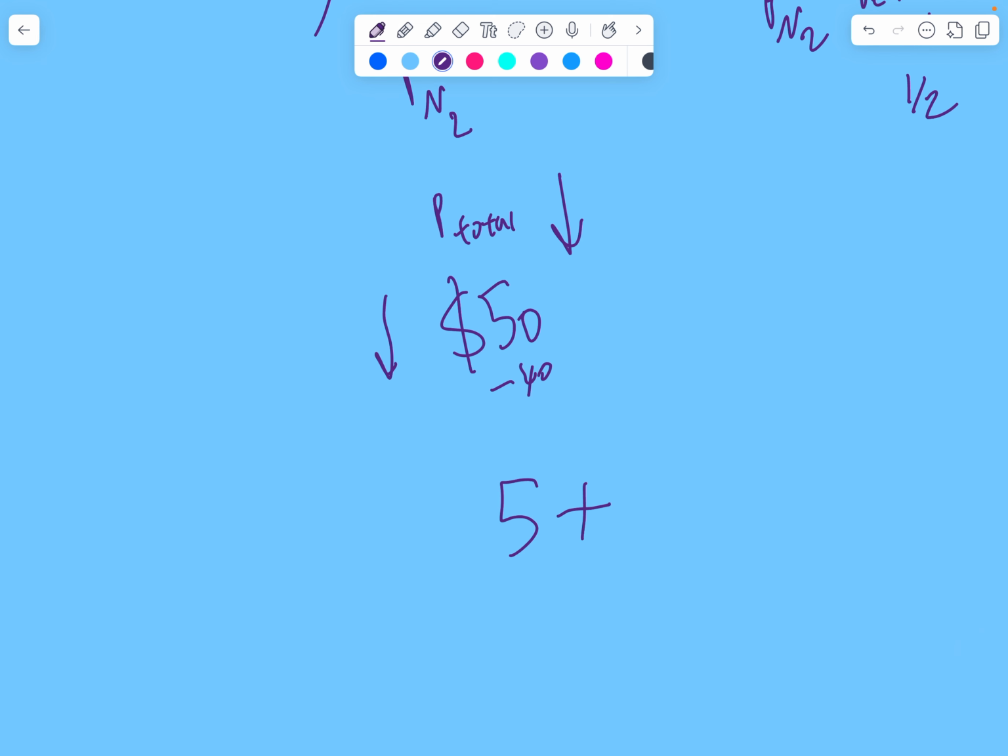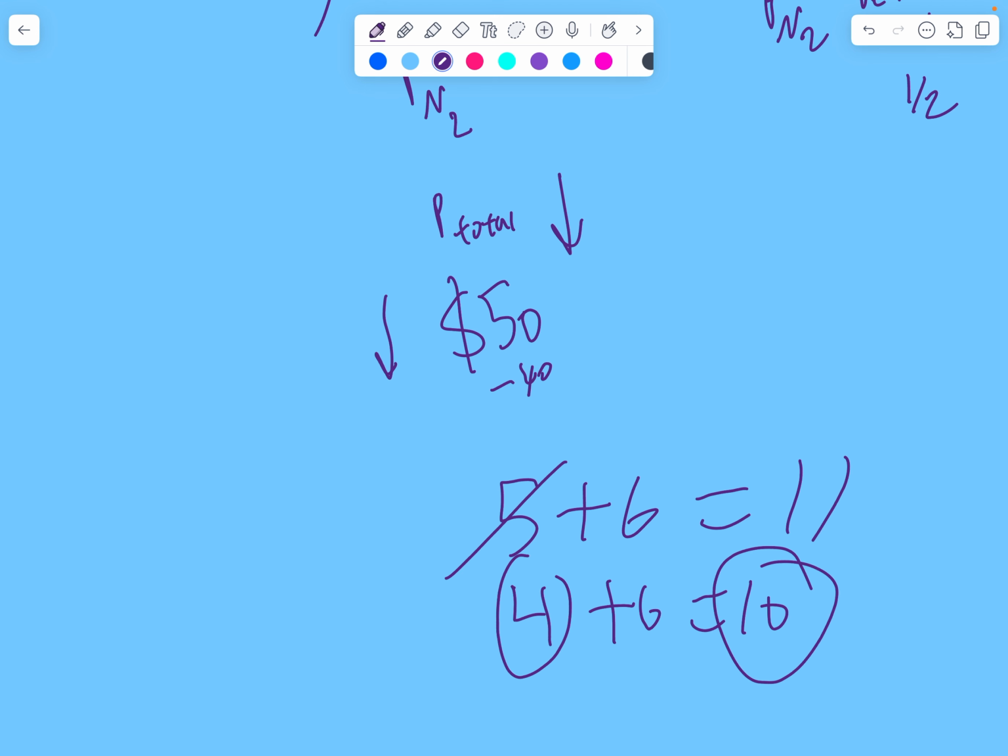Like 5 plus 6 is 11, right? If this goes down in value and it's 4, well, 4 plus 6 is now 10. So the total went down, okay? Partial pressure depends on how many particles of that gas are present. Fewer nitrogen particles means fewer collisions from nitrogen, okay?